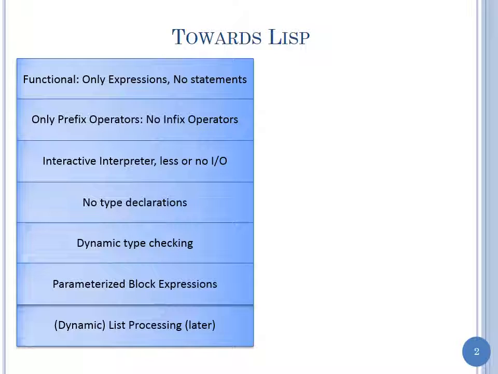In a functional language, everything is an expression. There is no such thing as a piece of independent code, there's no statement. So we have to somehow do all the things we want to do without statements, or at least with everything returning a value. There's only one kind of operator, prefix, no infix, and we'll see what that means if that's not making sense.